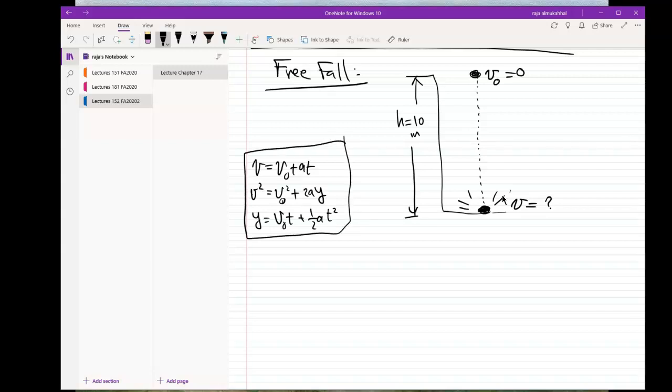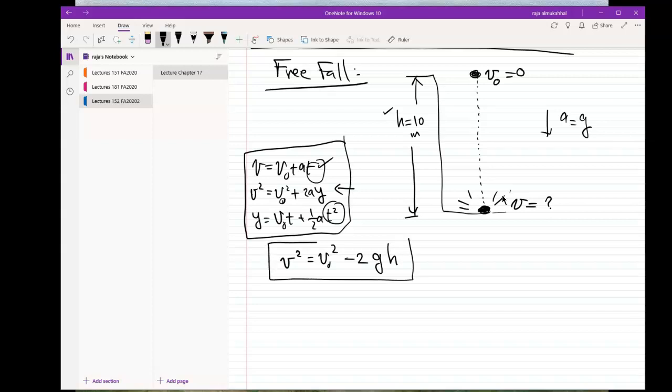I can pick any of them. Since time is not given to me here, I'm going to pick the middle one, which doesn't contain T. See, this one contains T, and this one contains T. So it says V squared equals V naught squared plus 2AY. And because we are dealing with free fall, A here is equal to G, and because it's downwards, it's going to be negative, if you remember those details. So it's going to be negative GH, where H is the height. So that's the free fall kinematic equation for this situation.